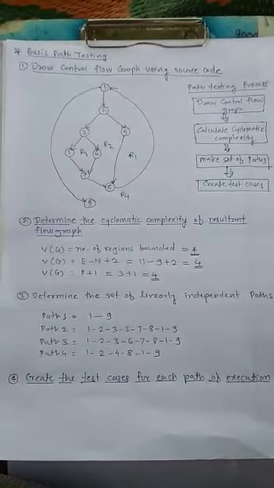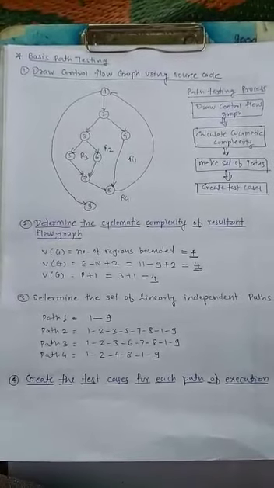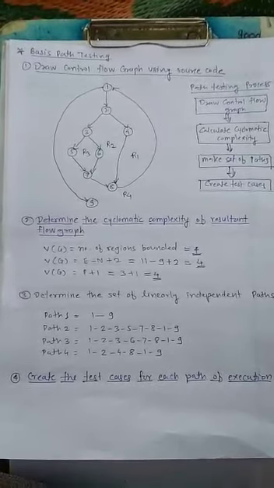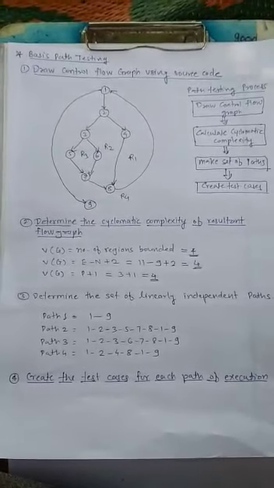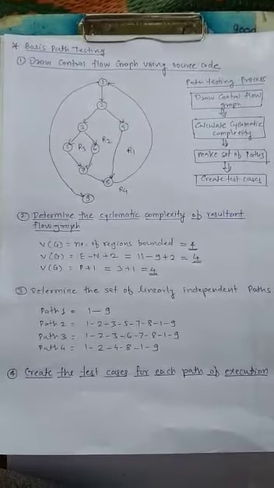Cyclomatic complexity is used to find the number of independent paths of execution, and then test cases are generated for every possible path of execution.